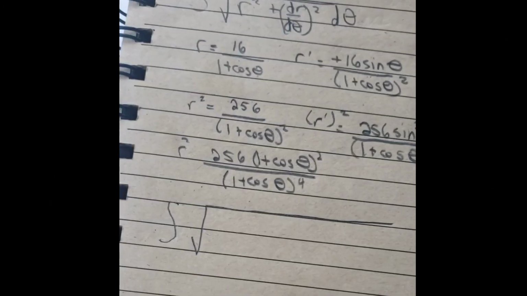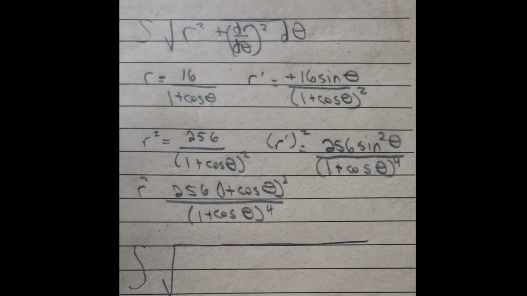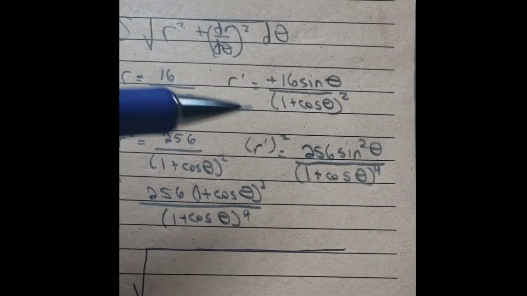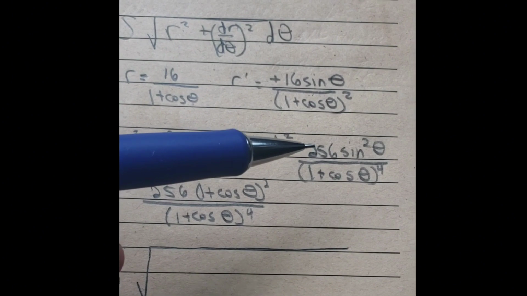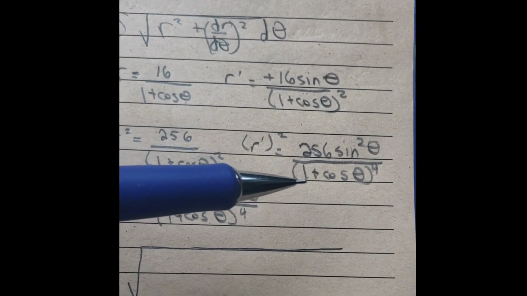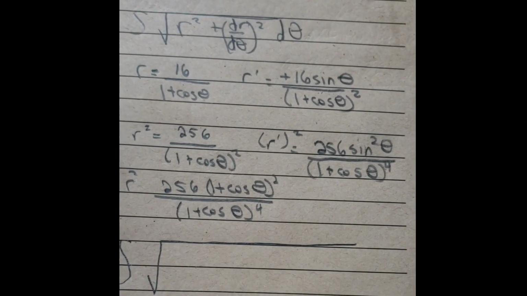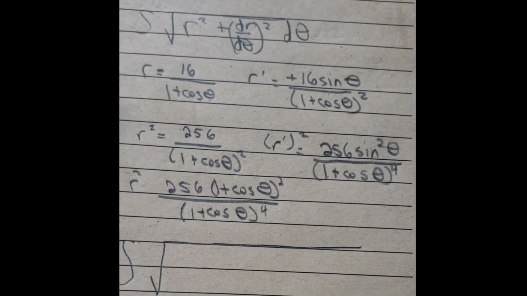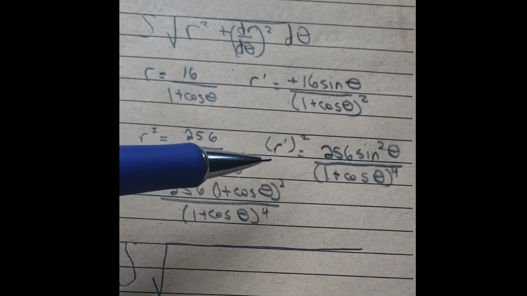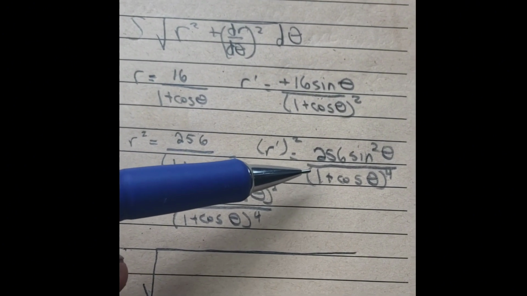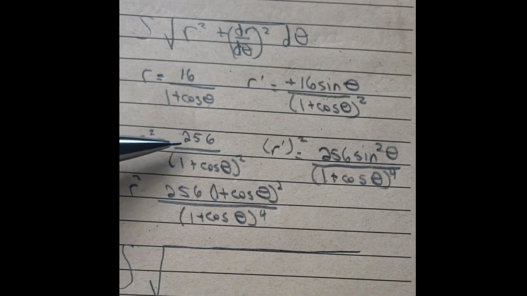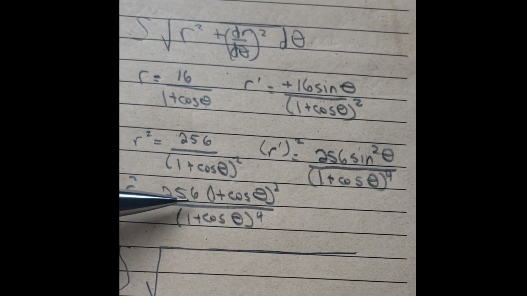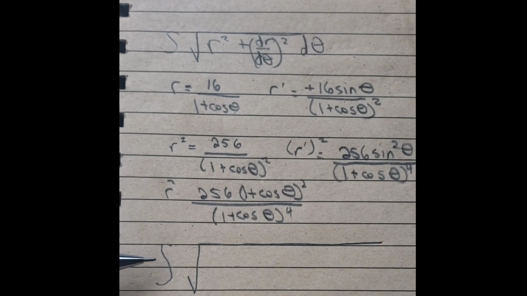Now, since we're going to be squaring the quantities on the next line, we have r squared equals 256 over (1 plus cosine theta) squared. For r prime squared, or (dr/d theta) squared, that's 256 times sine squared theta over (1 plus cosine theta) raised to the 4th power. Since the formula requires us to add these two quantities together, and they're both fractions, we'll need a common denominator. I took the liberty of going ahead. The common denominator is (1 plus cosine theta) to the 4th power, so I multiply the top and the bottom of r squared by (1 plus cosine theta) squared to get that denominator. All right, so now we're going to put this into the integral formula.